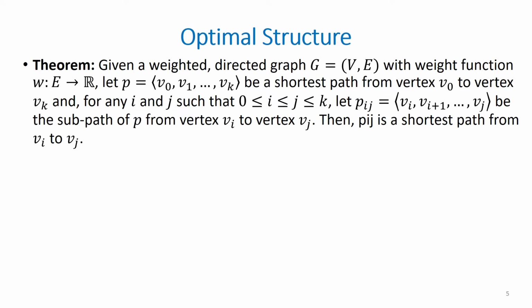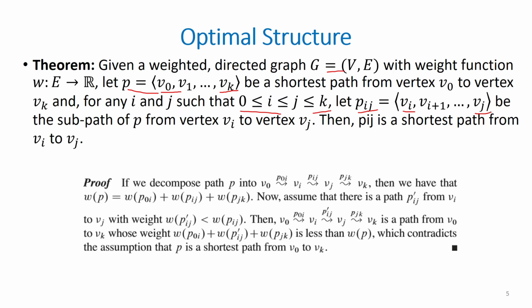The theorem given here formulates the optimal substructure property of a shortest path formally. It states that for a given weighted and directed graph G, if P, which is given over here, is the shortest path from vertex v0 to vk, then for every i and j values between 0 and k, the subpath P_ij will be the shortest path from the vertex vi to the vertex vj. The proof is very straightforward. Break down the path P from vertex v0 to vk into three parts.